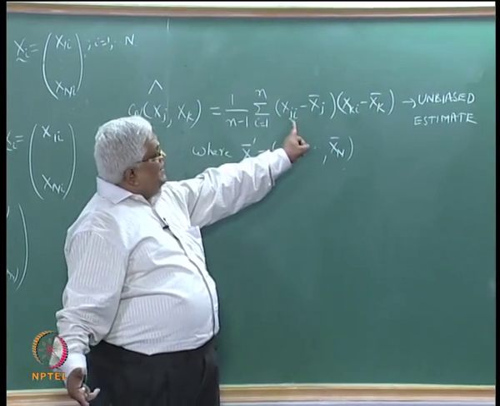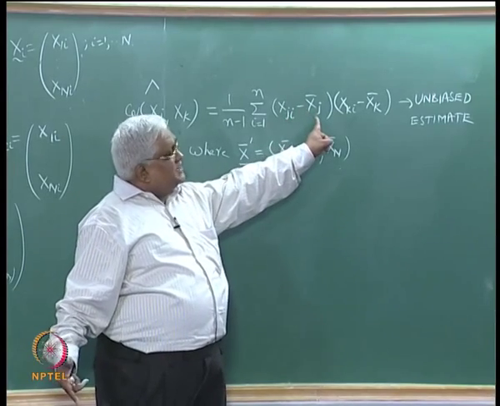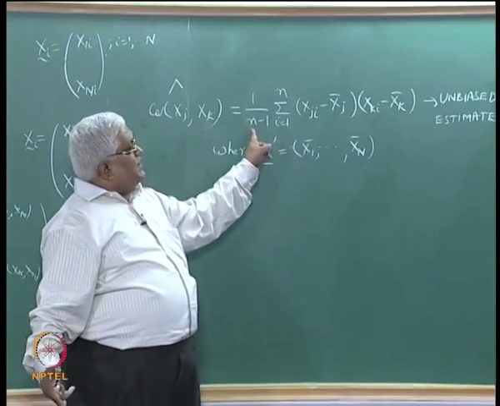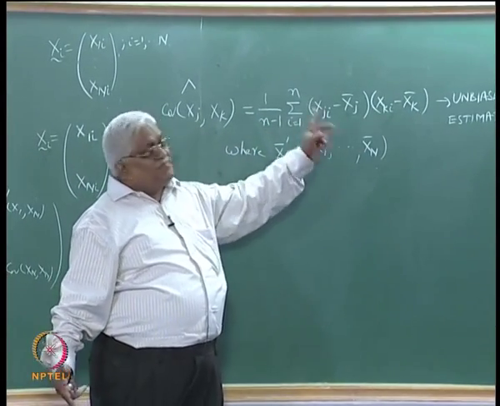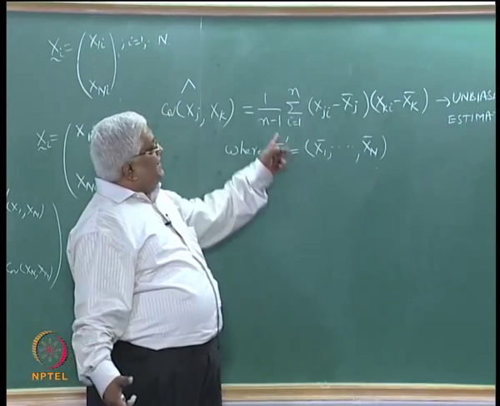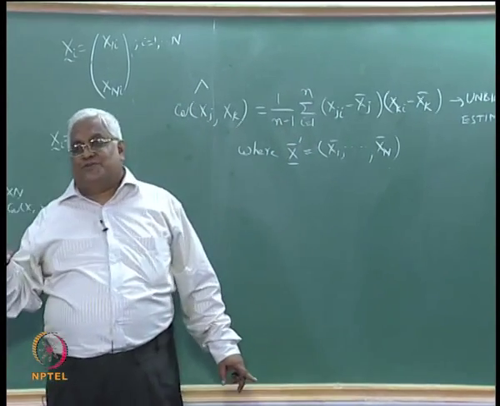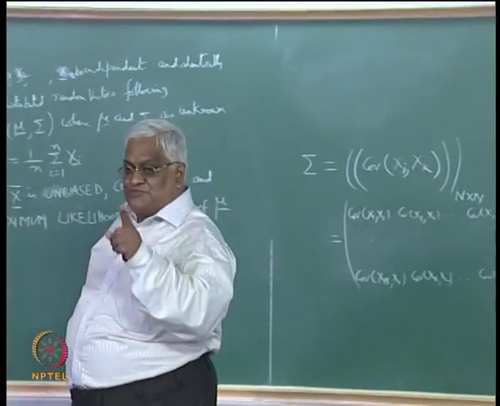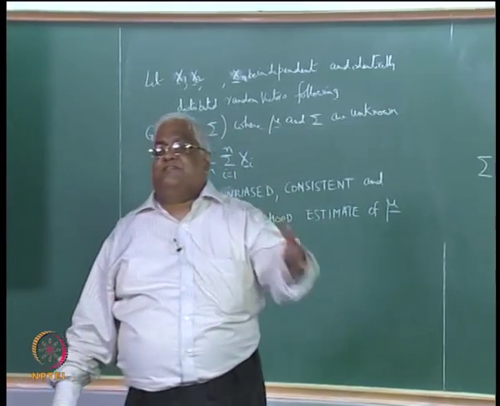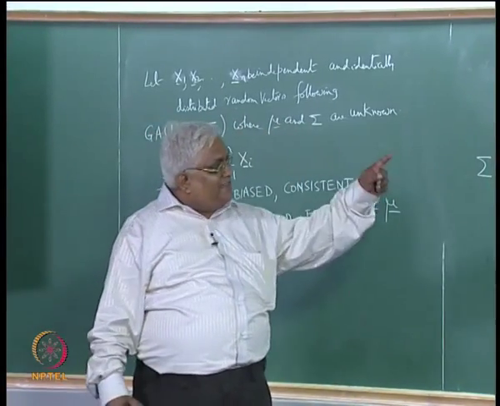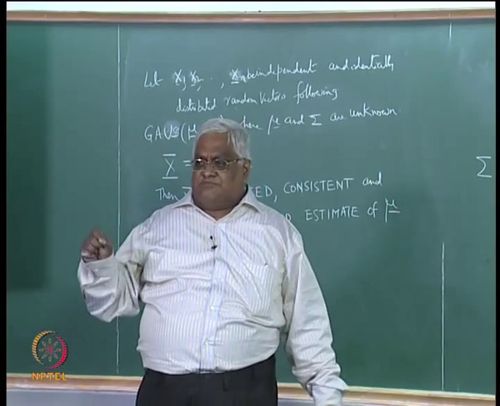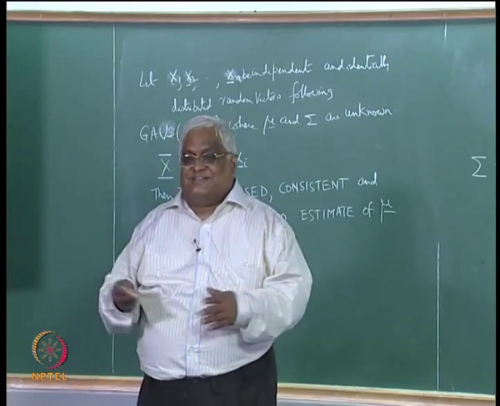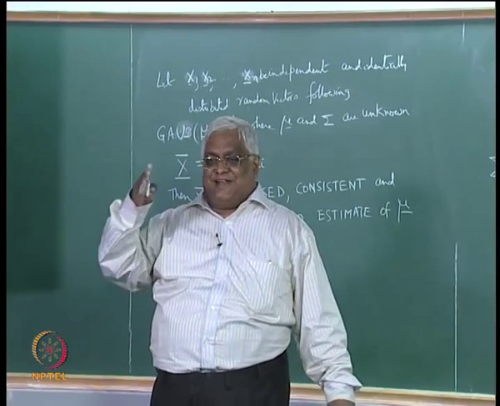So, for the jth variable, I have taken the jth sample mean, for the kth variable, I have taken the kth sample mean, and I wrote here n minus 1, this is unbiased estimate. Whereas, if I write here small n, it is going to be maximum likelihood estimate, which was what I was telling you in one of the previous classes. If I write there small n, it will be maximum likelihood estimate, MLE. That is the standard form.